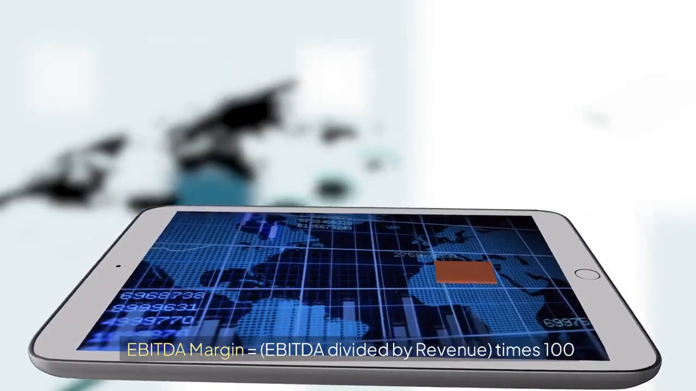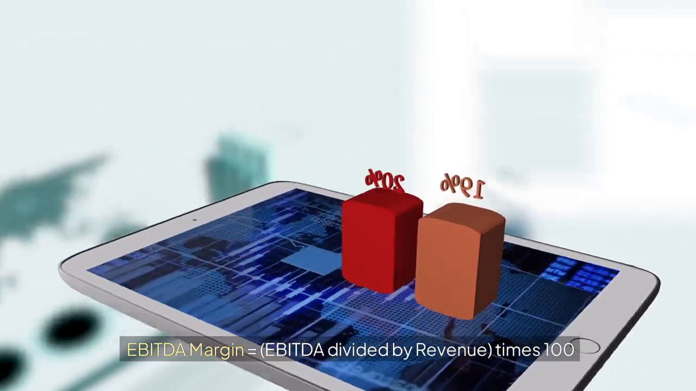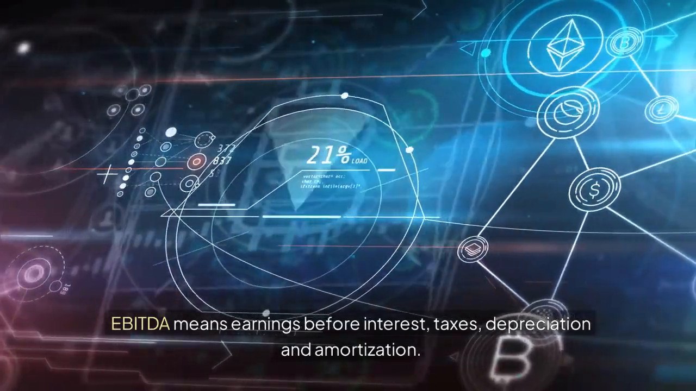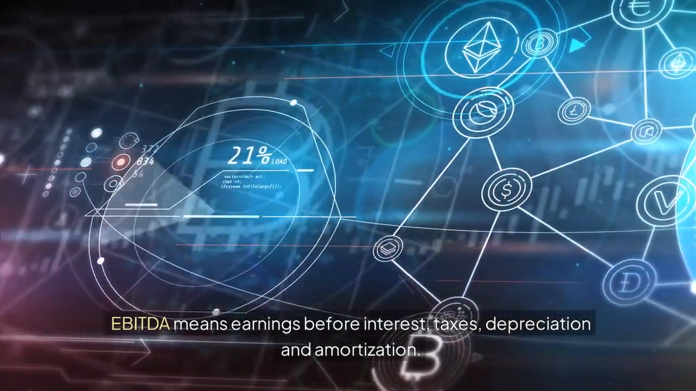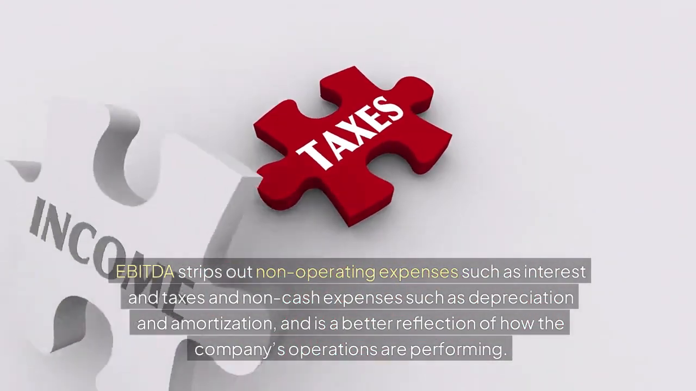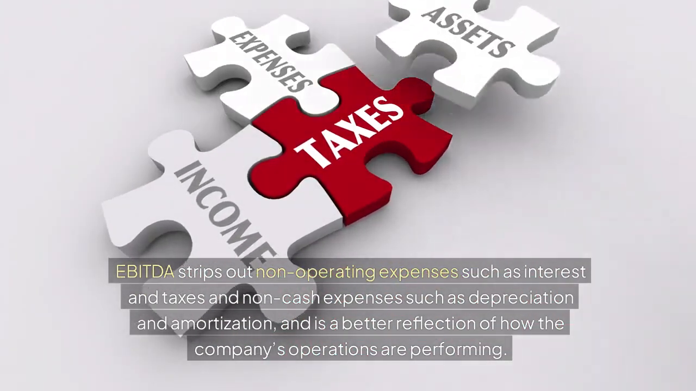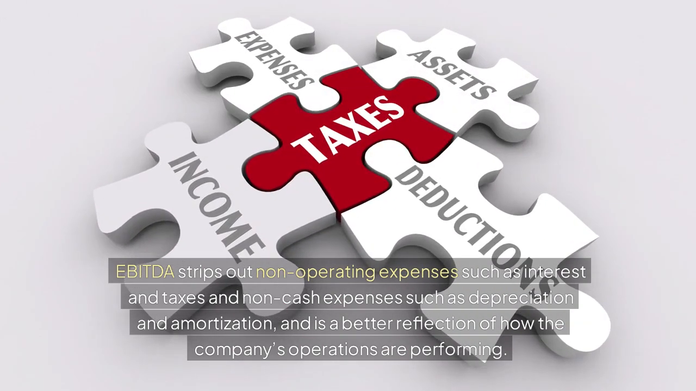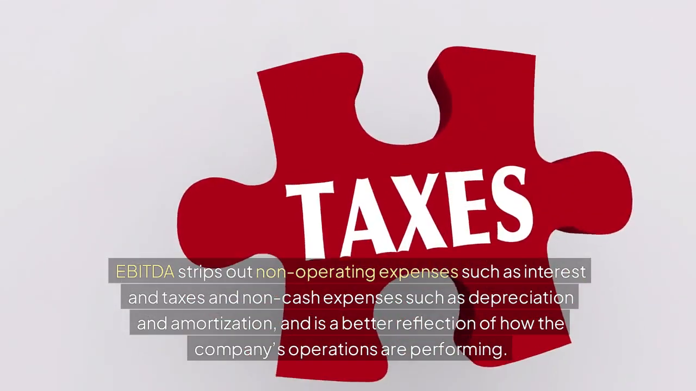EBITDA margin. EBITDA margin equals EBITDA divided by revenue times 100. EBITDA means earnings before interest, taxes, depreciation, and amortization. EBITDA strips out non-operating expenses such as interest and taxes and non-cash expenses such as depreciation and amortization, and is a better reflection of how the company's operations are performing.